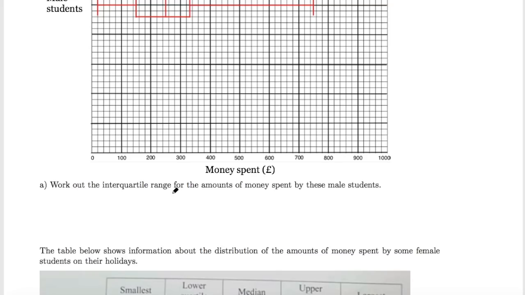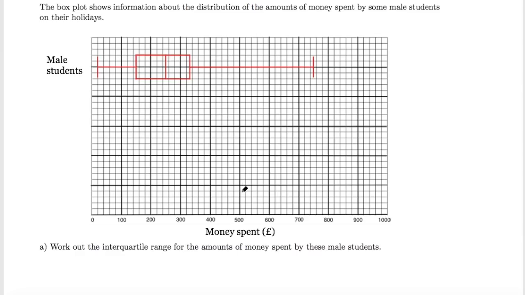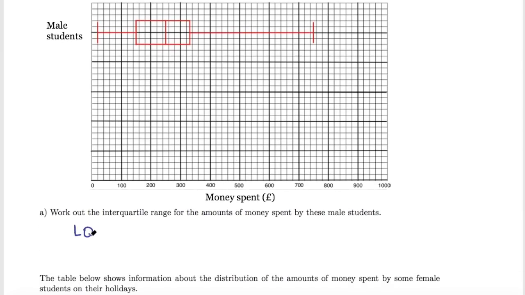And part A says, work out the interquartile range for the amounts of money spent for these male students. Okay, so the interquartile range, remember, is the difference between the lower quartile and the upper quartile. So the lower quartile, as I said, was 150, and the upper quartile is 330. So we can say the interquartile range is the difference between those. 330 take 150, 180.